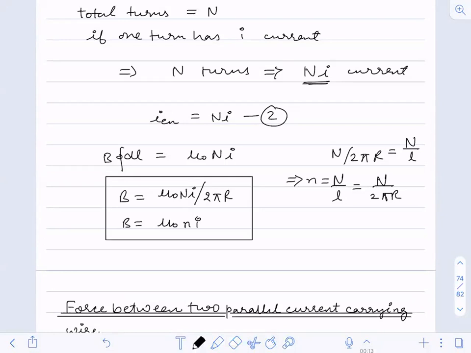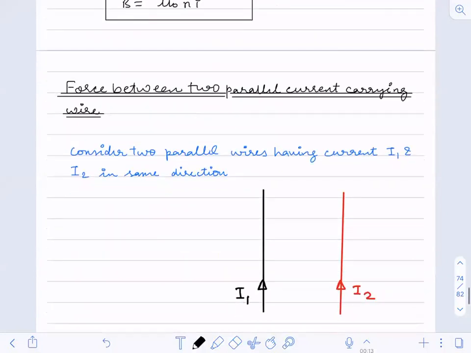Not actually elongate it, but open it. When you open it, then what will you get? You will get a complete solenoid. So the length of the solenoid is L. The total number of turns is capital N. So capital N by small L is what? Small n. Okay. I hope you have understood now.